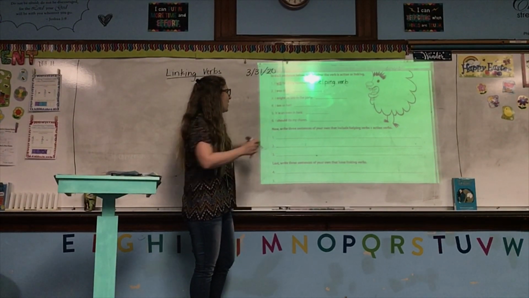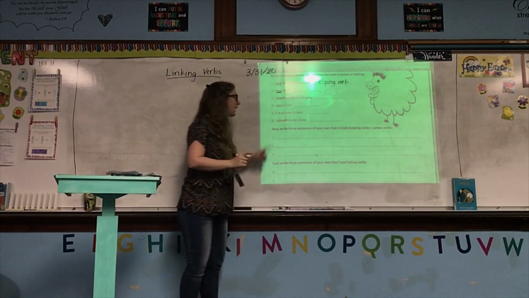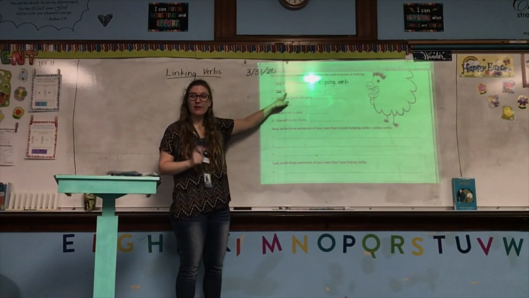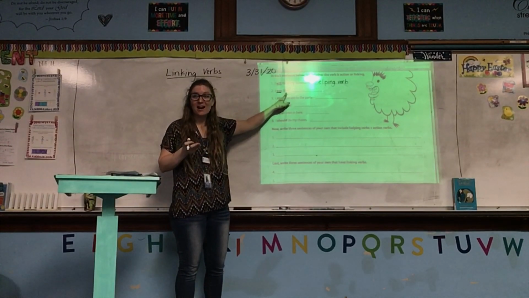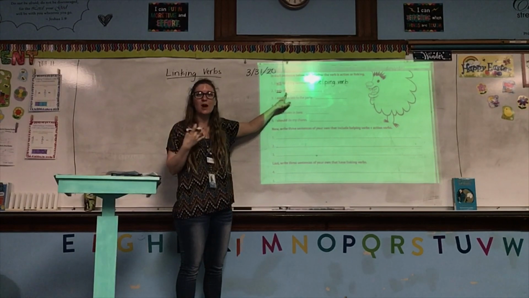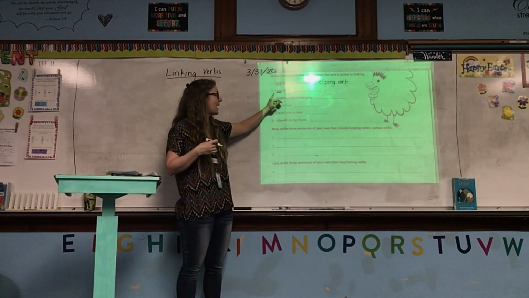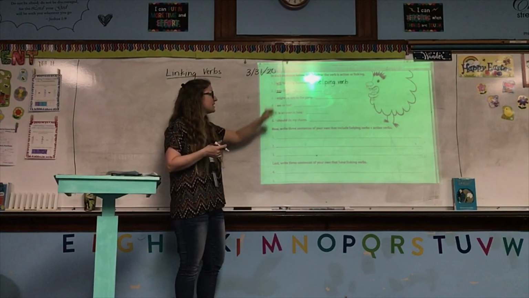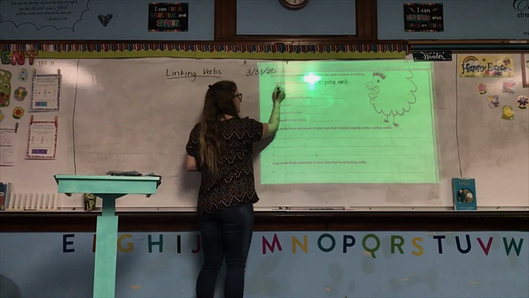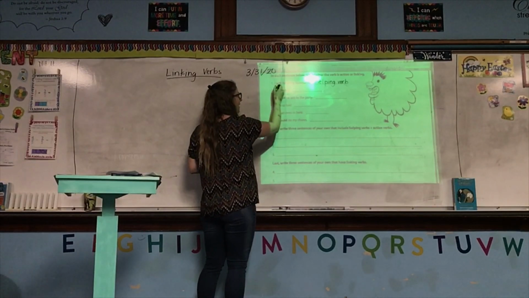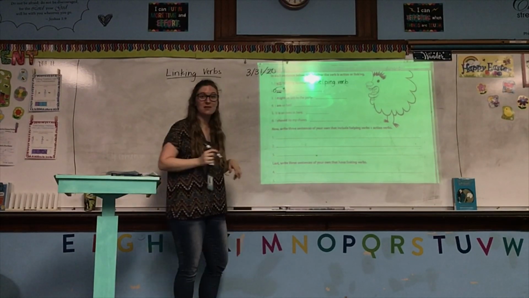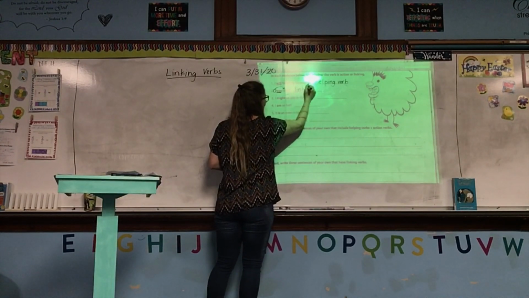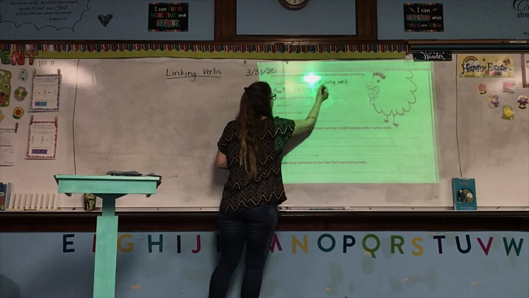Number two, I was tired. Well, we have the verb was, and let's look at what comes next. We have tired. Tired is an adjective, so it describes how you're feeling. You can't say, I tired. That doesn't make sense. So that means in this case, was is linking the subject I to the adjective tired. So that means it is a linking verb.